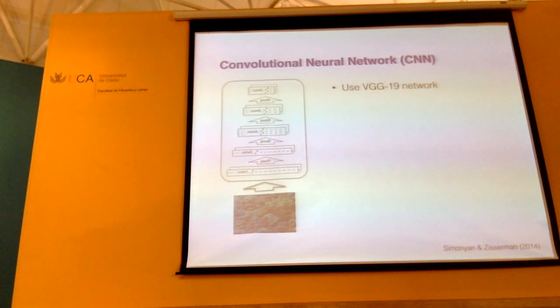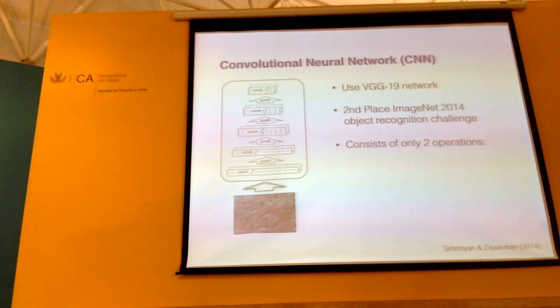Okay, specifically we use the VGG network, which was second place in ImageNet 2013, and it only consists of two operations. One is a 3 by 3 by k rectified convolution, so the receptive fields are very small in space and always across the entire feature map. And then you have a 2 by 2 max pooling step in between. There's no other variation, so that's a very simple architecture.